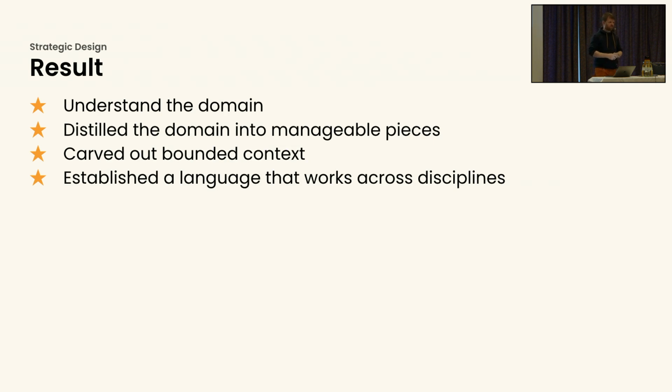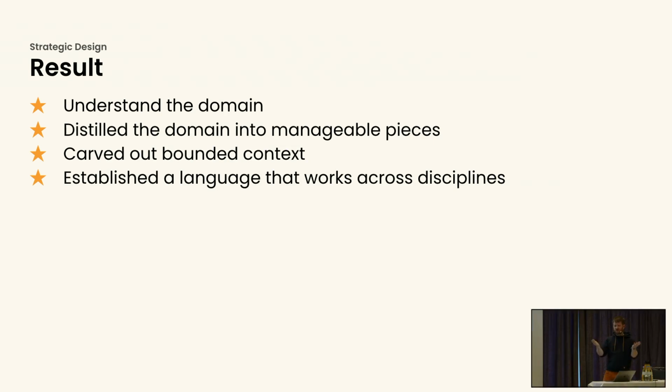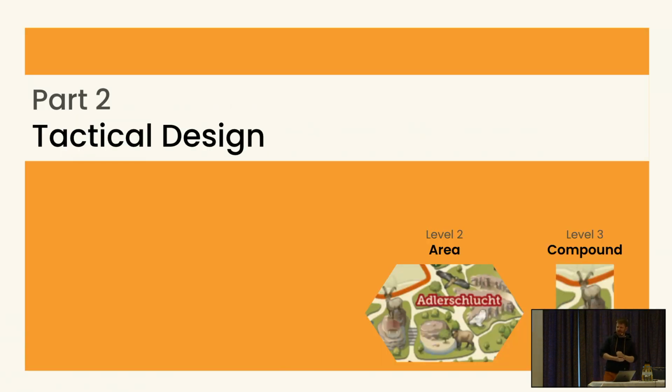Okay, the result of going and doing the strategic design is we understand the domain, we distill it down to manageable pieces, we carved out the bounded context, and we established a language that works across disciplines. Pretty good so far. Let's go into the next level, the tactical design, where we look at level 2 and level 3 and what's happening inside there.